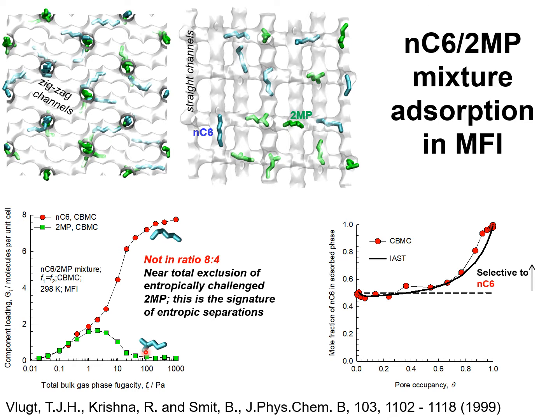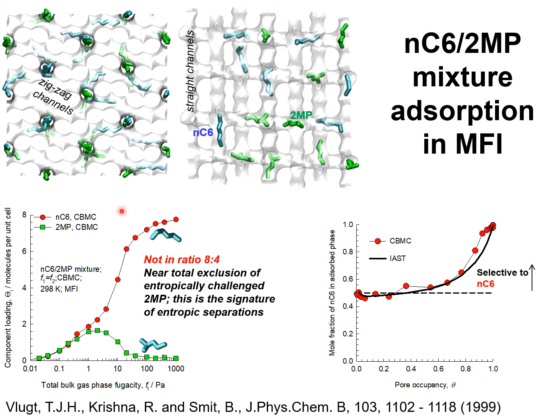the component loading of 2-methylpentane is progressively decreased, and we have near total exclusion of the entropically challenged 2-methylpentane, because these molecules, the branched isomers, can only locate at the channel intersections, whereas the normal hexane molecules can locate along the straight channels or along the zigzag channels. This is the view from the top, and this is the view from the side.